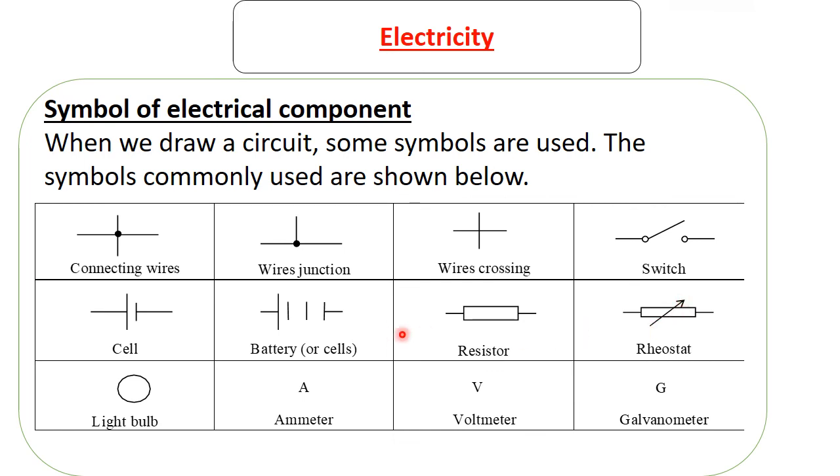A light bulb is usually denoted just by a circle. Ammeter, it's A. Voltmeter, it's V. Then there is also what is called a galvanometer, which we might take a look at later, which is a capital G.